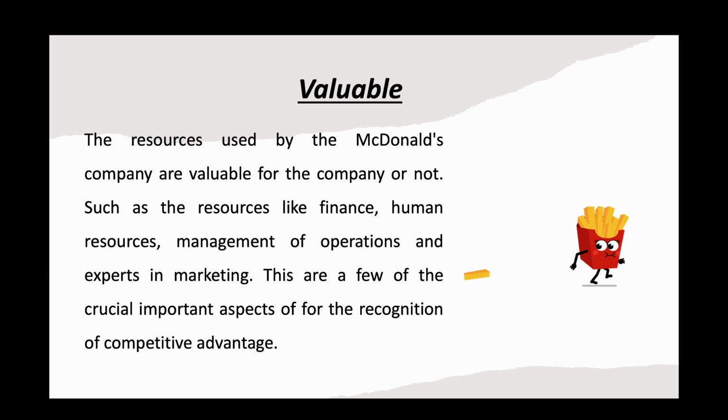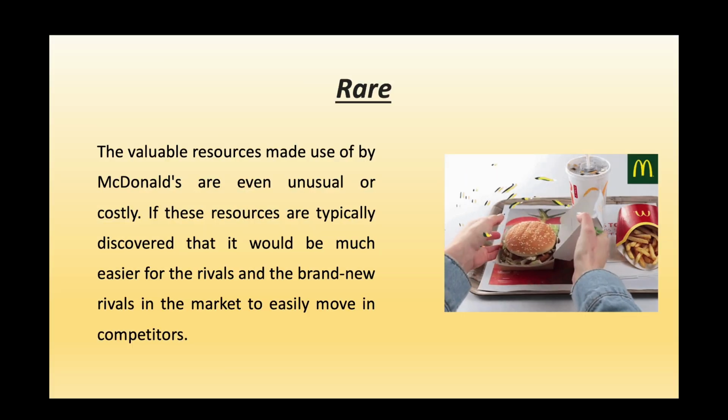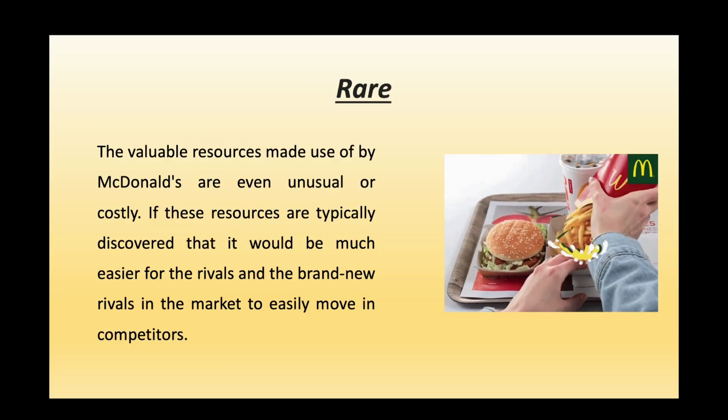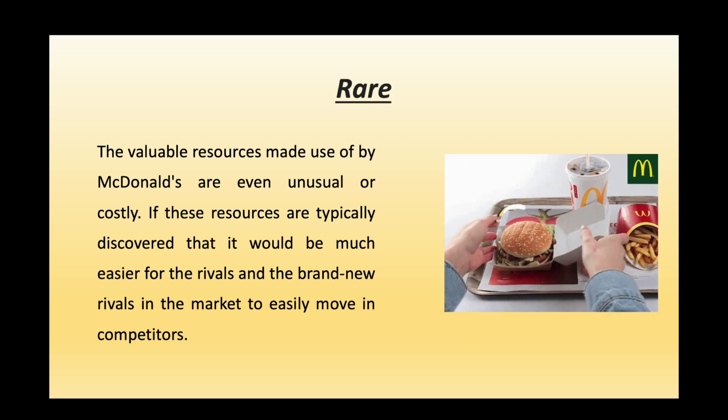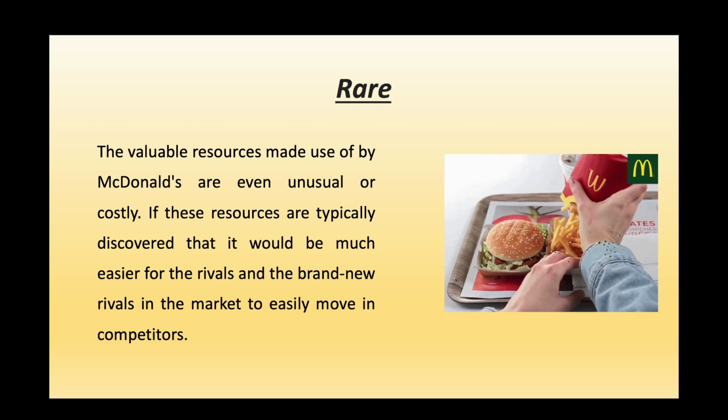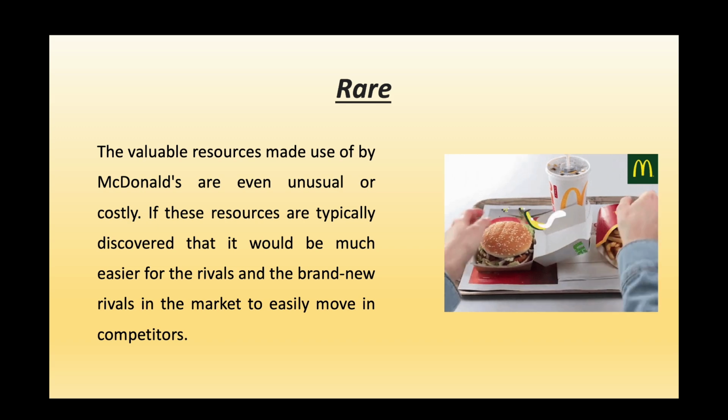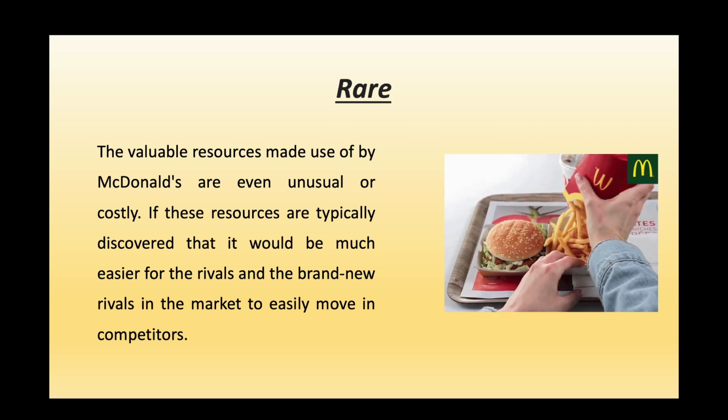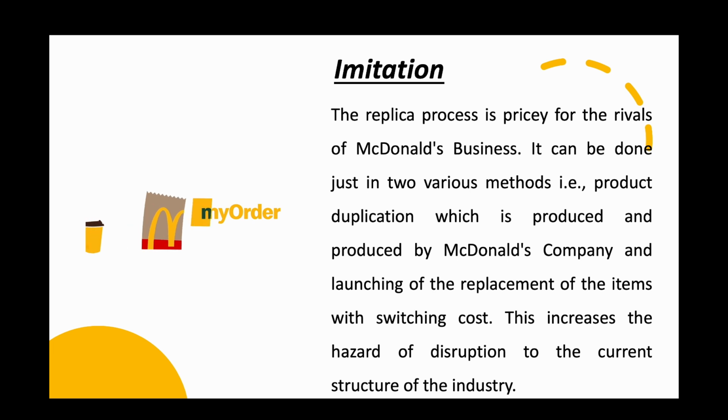The valuable resources made use of by McDonald's are even unusual or costly. If these resources were typically discovered, it would be much easier for the rivals and new rivals in the market to move in as competitors. The replication process is pricey for the rivals of McDonald's. It can be done in just two different ways, i.e., product duplication of what is produced by McDonald's, and launching a replacement of the items with switching cost. This increases the hazard of disruption to the current structure of the industry.